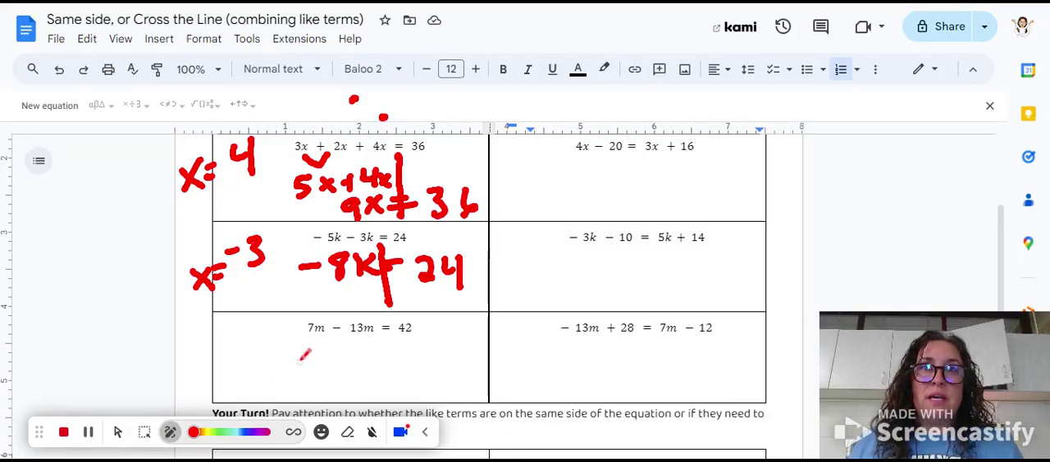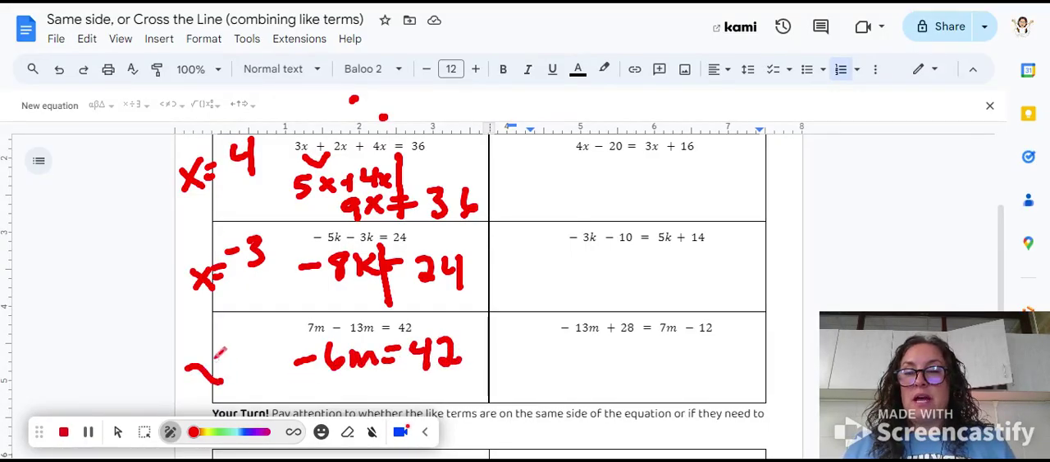And one more that's just like that. I can see that the m's and the m's are on the same side. So when they're on the same side, I'm just going to total them up. I'm not going to do any opposites. So I have 7m minus 13m. I still need to follow what the rules are for integers. 7 take away 13 is going to be negative 6m. Okay, then I can divide by negative 6 and x will equal negative 7.